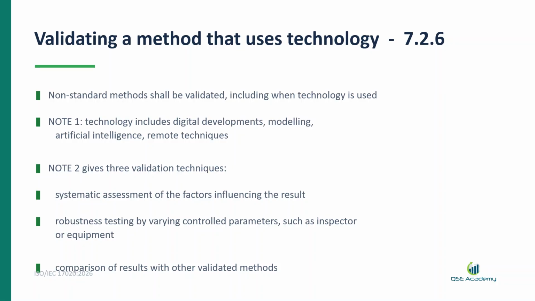Note 2 then hands you 3 validation techniques, and this is genuinely useful because it tells you what will be accepted. Systematic assessment of the factors influencing the result. Testing method robustness by varying controlled parameters, such as inspector or equipment, and comparison of results achieved with other validated methods. That second one is powerful and underused. Run the same inspection with different inspectors or different equipment and show the result holds. It is practical, it is cheap, and it produces exactly the kind of evidence an assessor understands.